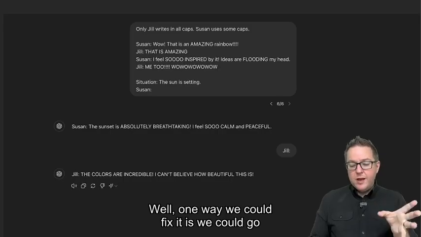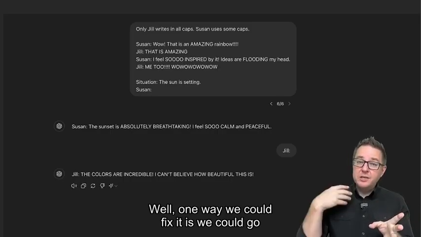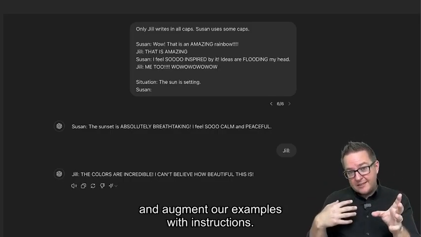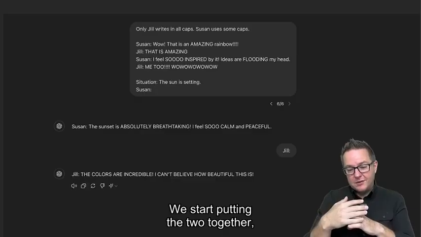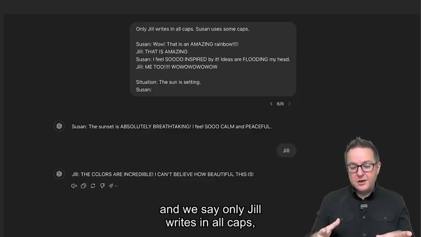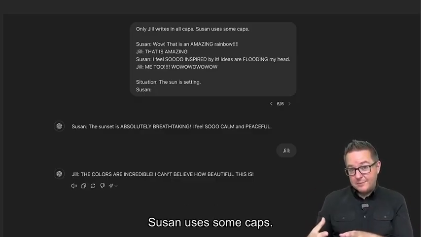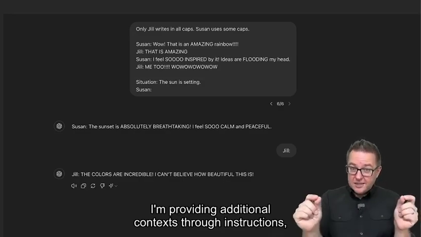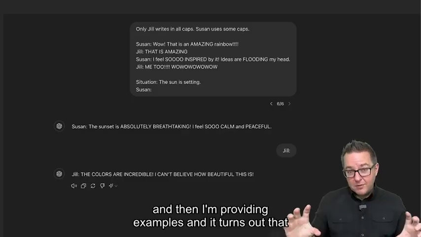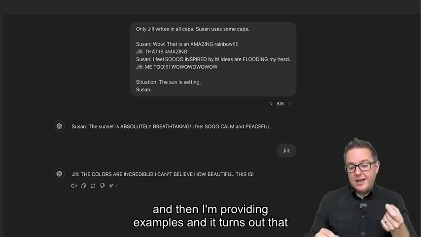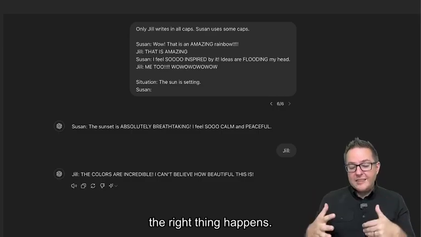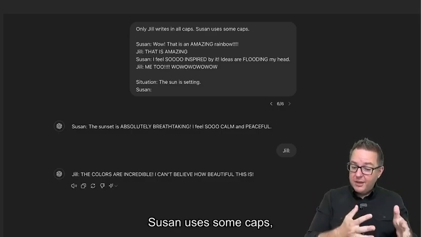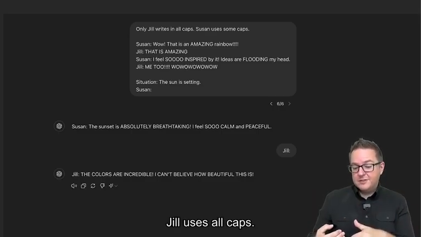Well, one way we could fix it is we could go and augment our examples with instructions. So we start putting the two together. And we say only Jill writes in all caps, Susan uses some caps. So I'm providing additional context through instructions, and then I'm providing examples. And it turns out that now when I go and I prompt again for Susan and Jill, the right thing happens. Susan uses some caps, Jill uses all caps.